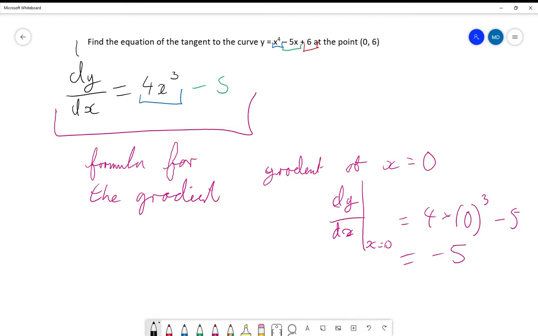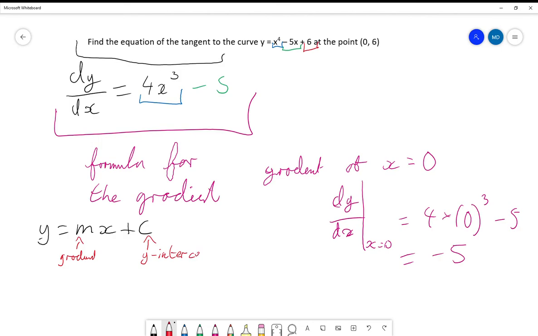But the question asks for the equation of the tangent. Now, an equation of a tangent is a straight line, and the equation of any straight line is going to be of the form y equals mx plus c, where the m is the gradient and the c is the y-intercept. So we're looking for something of the form y equals mx plus c, but we already know the m. In this case, m is equal to negative 5. So we're looking at an equation of the form y equals negative 5x plus some c, which we don't know yet.